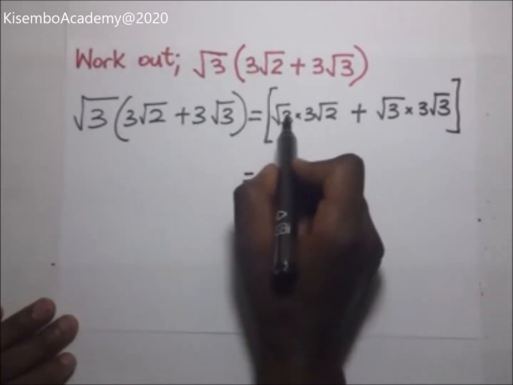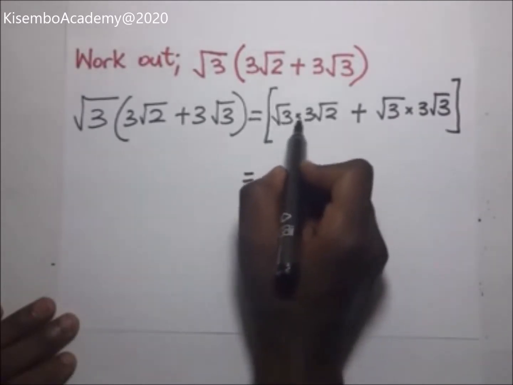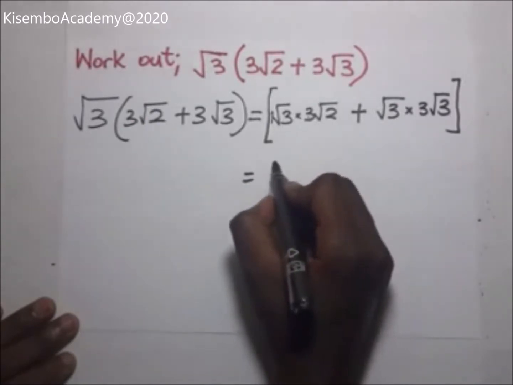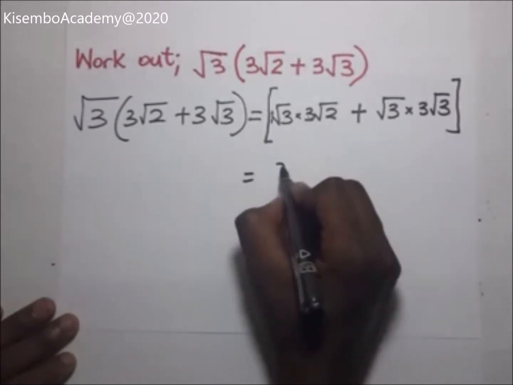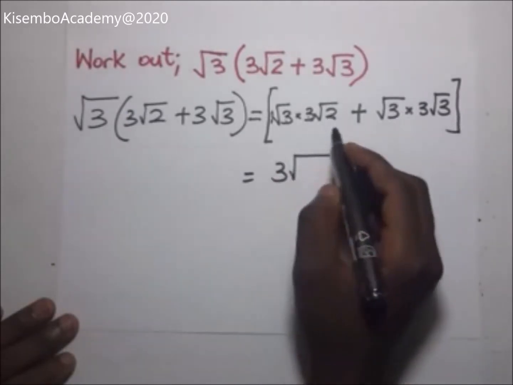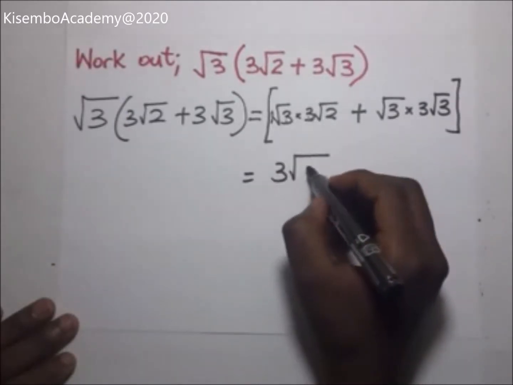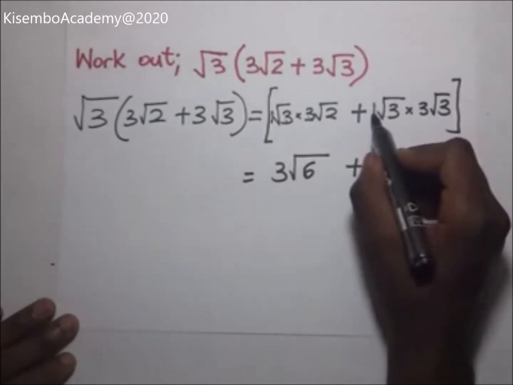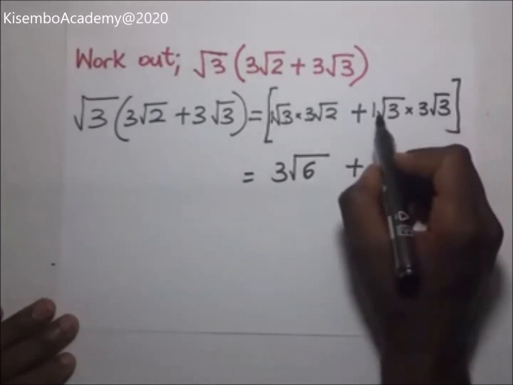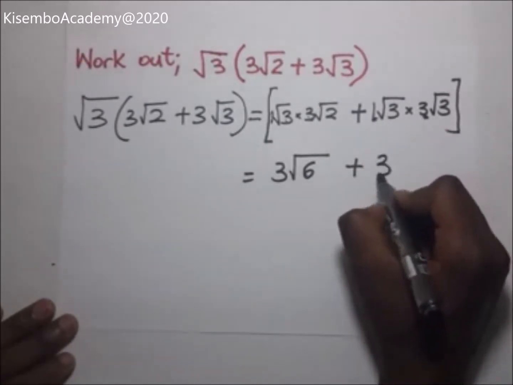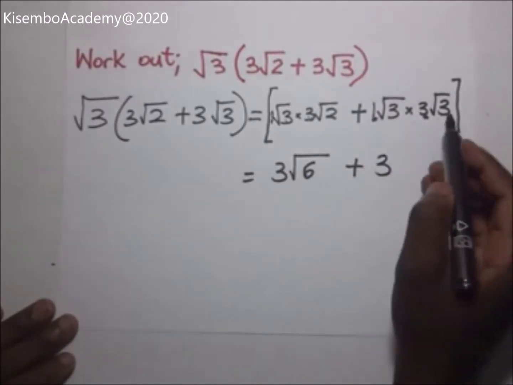So we shall first multiply the whole numbers together. So 1 times 3 is 3. Then root 3 times 2 is root 6, then plus, then we have this is 1 root 3 times 3 root 3. So we first say 1 times 3, which is 3, then root 3 times root 3 is root 9.